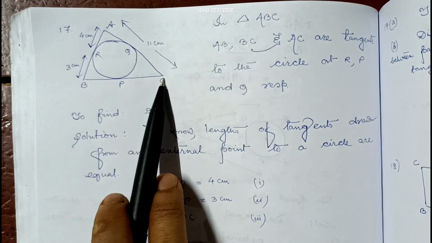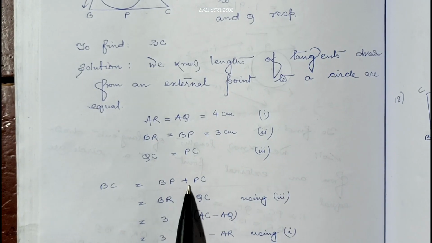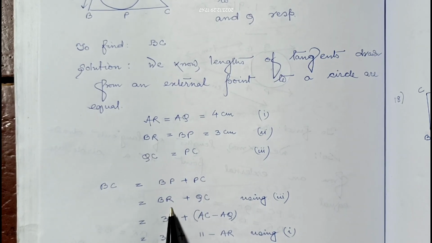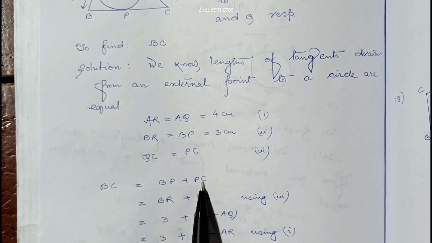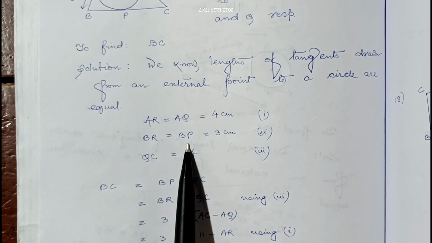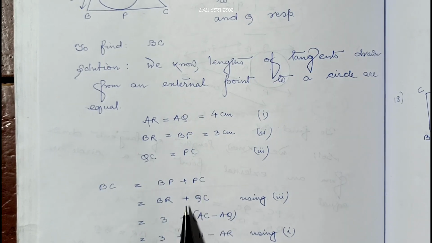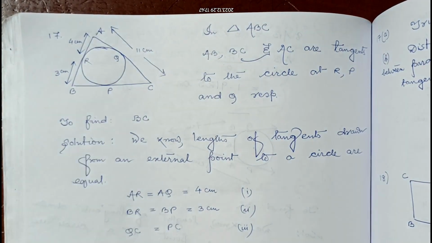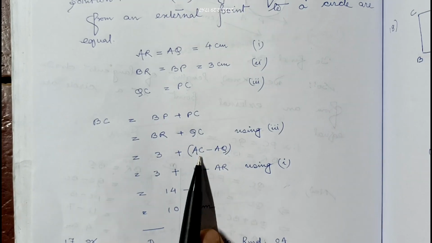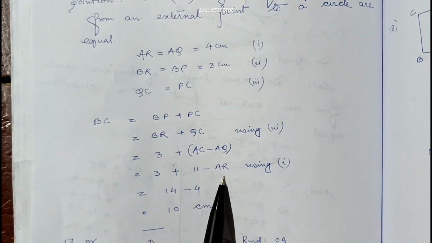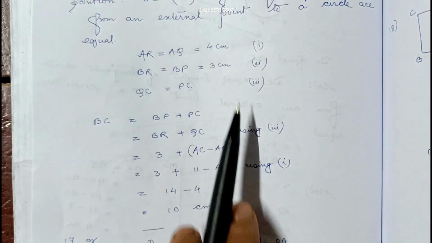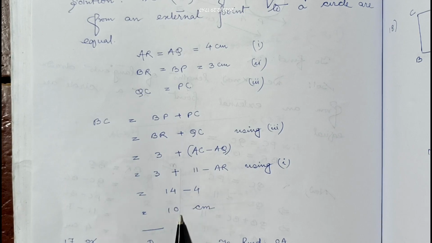BC means BP plus PC, so we can write BC equals BP plus PC. Now we know BP equals BR. Instead of BP, write BR. PC is equal to QC. Instead of PC, write QC. Now BR you already know is 3 centimeter, so it is 3 plus QC. QC is AC minus AQ, so we can write AC minus AQ. AC is 11, so it will be 11 minus AR. So 3 plus 11 is 14 minus AR. AR given in the question is 4, so 14 minus 4 is 10. Therefore the required length of BC is 10 centimeter.